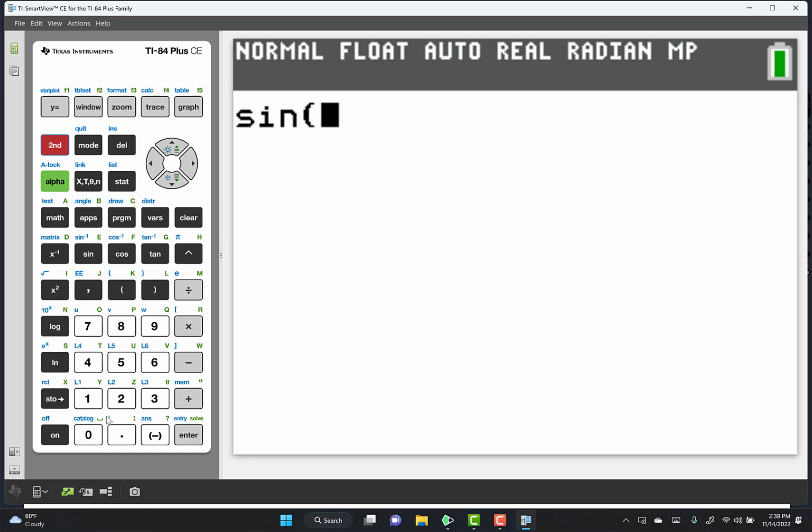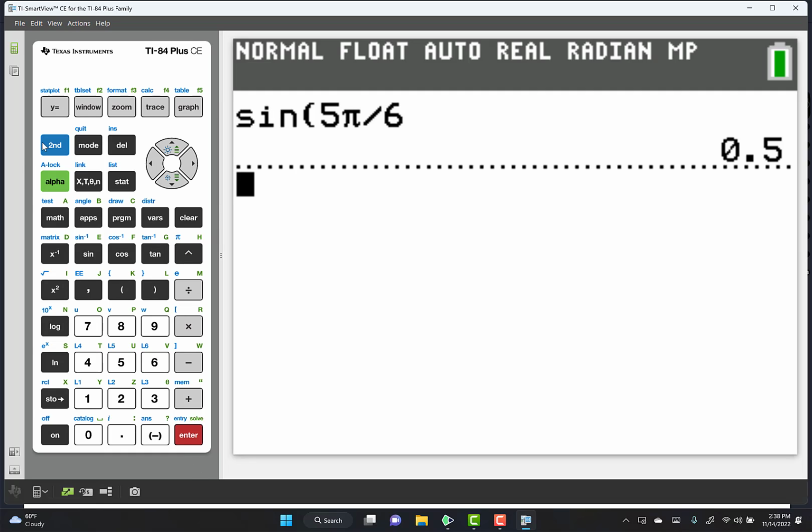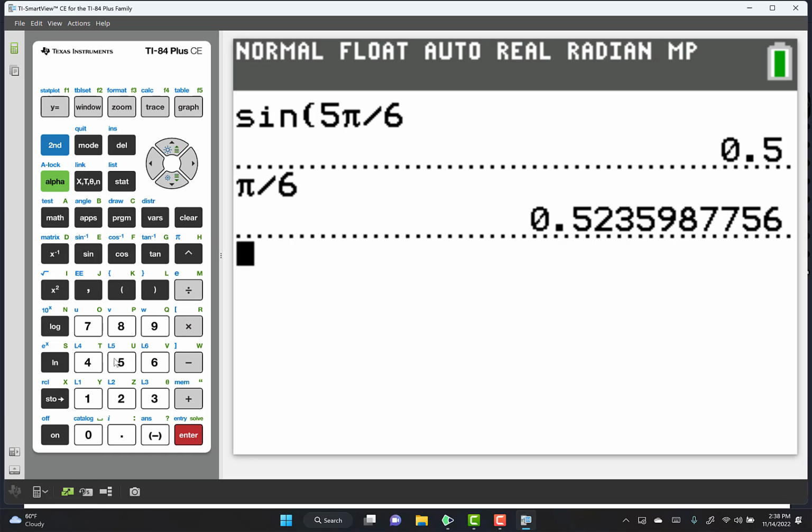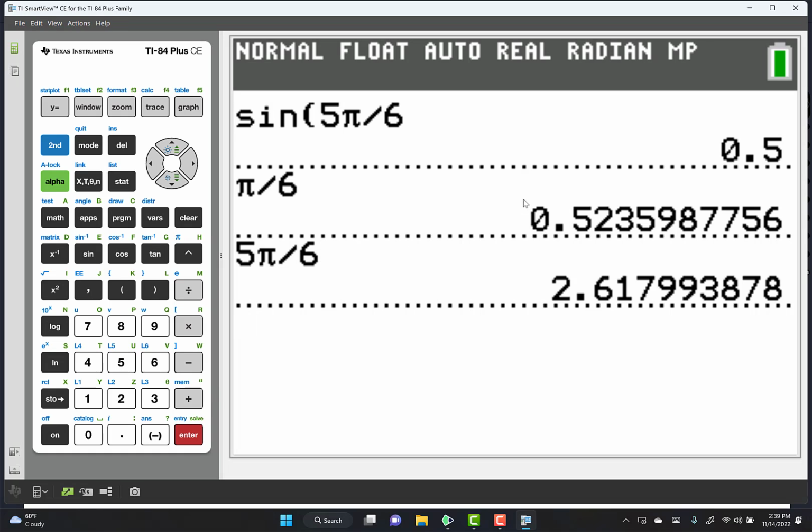Sine of 5 pi over 6. 5 pi over 6. Yep. 0.5. Let's see what pi over 6 is in radians. Pi over 6 is that number. Let's see what 5 pi over 6 is. Let's see what pi over 6 is in a decimal. Let's see what 5 pi over 6 is in a decimal. So pi over 6, 0.523598 goes on forever. 5 pi over 6 is 2.6179938 goes on forever.